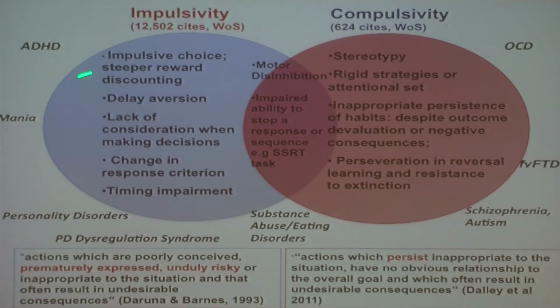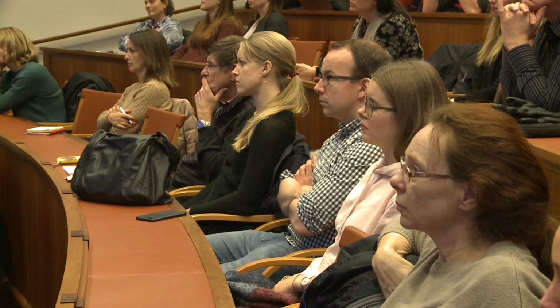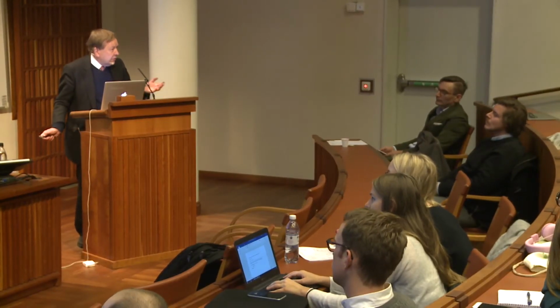The various psychological concomitants of impulsivity I've listed here. I'm not going to describe them in great detail in this lecture, but they include the discounting of reward, control over actions, timing impairments, and so forth. Now, impulsivity shares with compulsivity the need for impulse control or behavioural inhibition, top-down control, probably from prefrontal cortex. But by contrast with impulsivity, these are actions which persist inappropriate to the situation, have no obvious relationship to the goal, and often result in undesirable consequences. So this is the distinction.